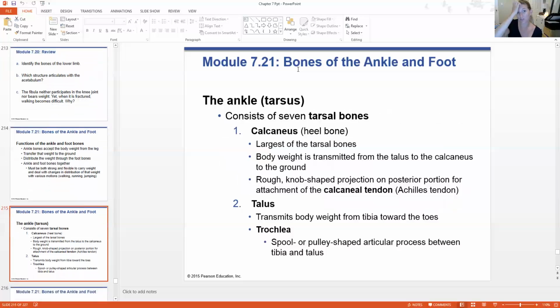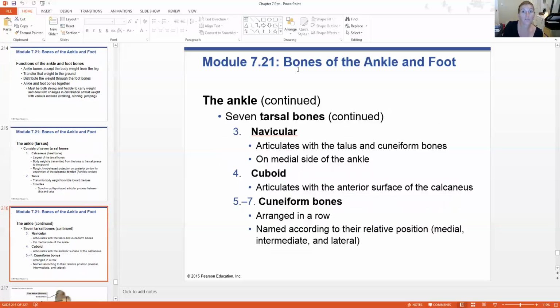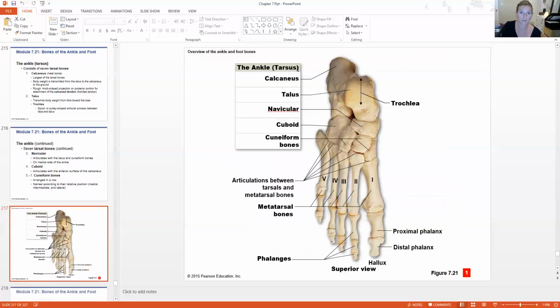So there's 7 tarsal bones. The calcaneus is our big, heavy heel bone. There's a talus, which is transferring the weight from the tibia to the toes. There's a navicular, a cuboid, and cuneiform bones. The cuneiform bones are medial, intermediate, and lateral. So here they are. Calcaneus is this big heel bone. Our talus is where our tibia sits, and then navicular and cuboid, and then our cuneiform bones, medial, intermediate, lateral.